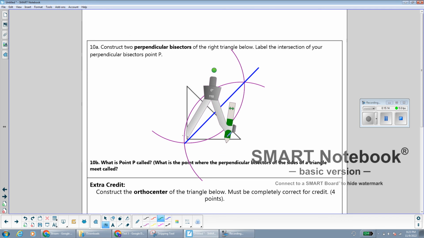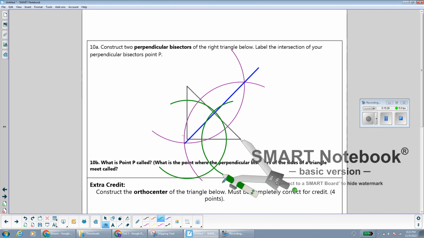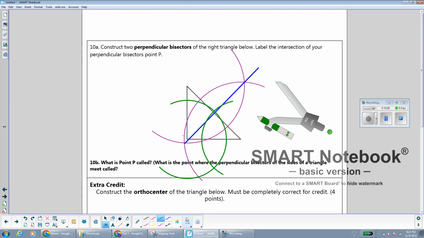We choose a different color. Okay, I'm going to make an arc below and an arc above. Then I'm going to pick up my compass and move over to the endpoint of the other side. And I'm going to make the same arc using the same compass distance. Now that I have a top and a bottom intersection point, I'm going to connect right through.